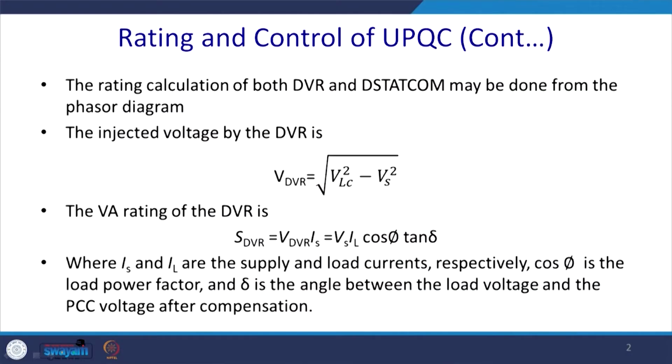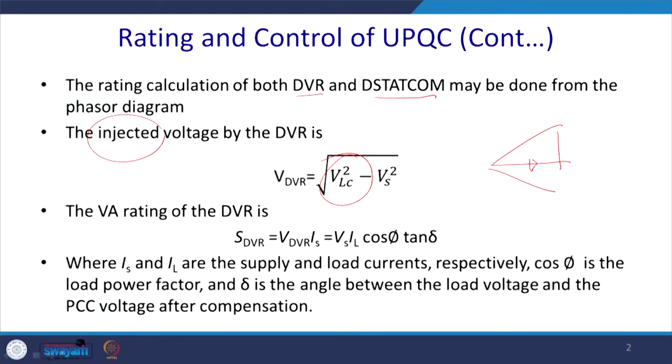So, the rating calculations of the DVR and the DStatCom can be done from the phasor diagram, which we have shown in the previous figure, that is the quadrature and all those things. Please refer back to my previous lectures to correlate. The injected voltage of the DVR is given by the square root of VLC square minus V square, where VLC is the voltage after compensation and V is the voltage before compensation.